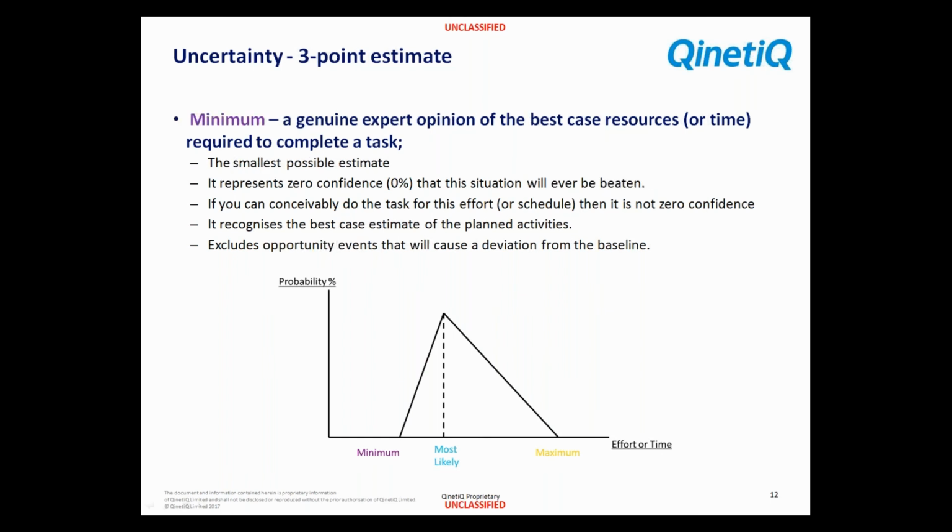Conversely, the minimum is just the other side. It's the best case. It's the quickest time I can get home. Very straightforward, very easy. It's just the opposite end of this probability distribution, this triangle.